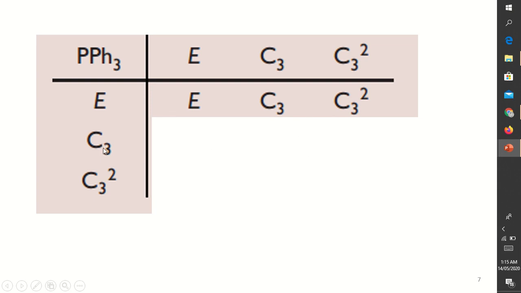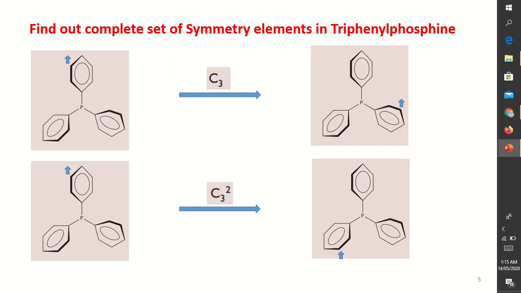What will happen if we apply C3 to the molecule and then C3 twice, or C3 two times? It means we are applying C3 three times, one time C3 and two times C3 twice. So what will happen? It is actually C3 three times.